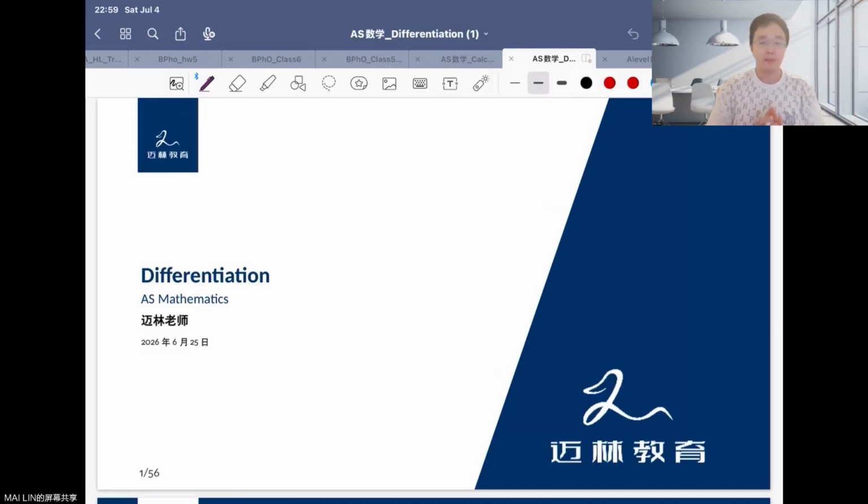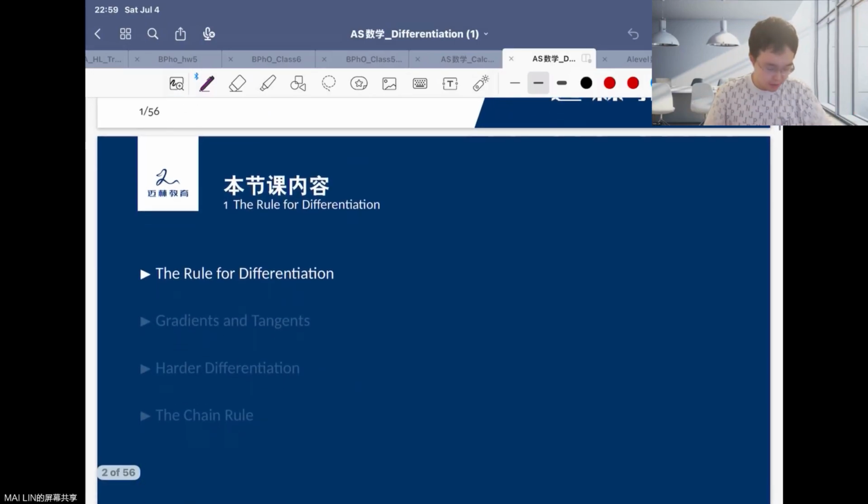Hello guys, today we are talking about differentiation in AS mathematics. Let's move to the first part of it, which is called the rules of differentiation.